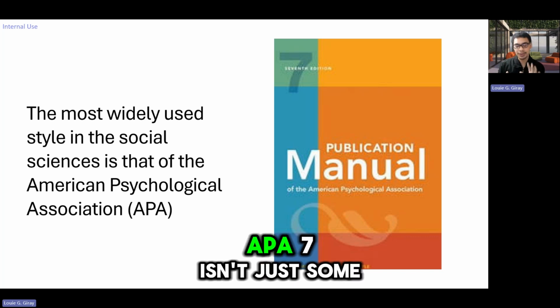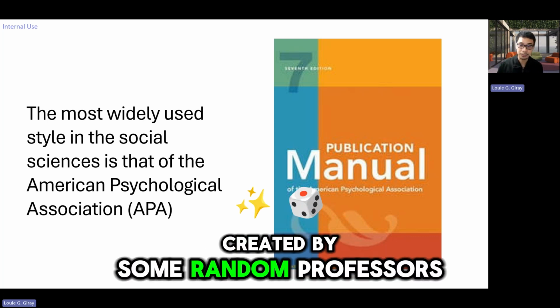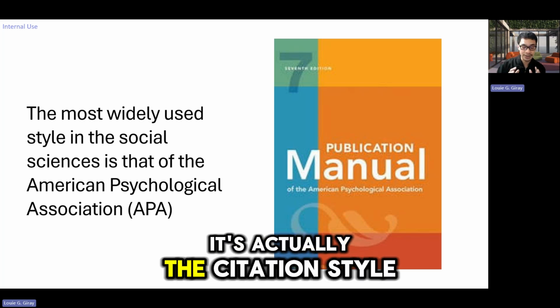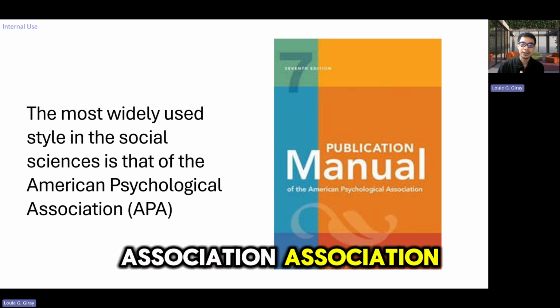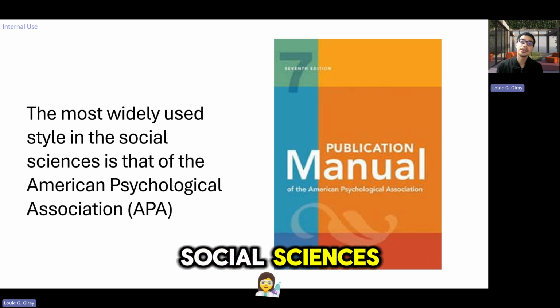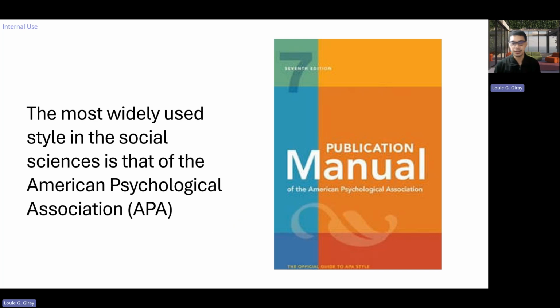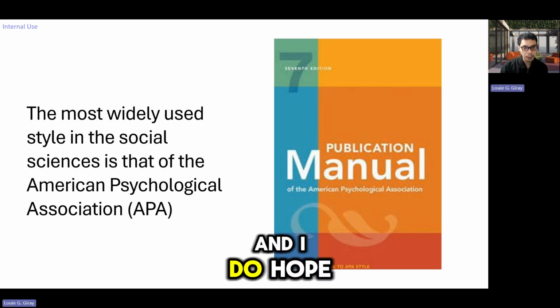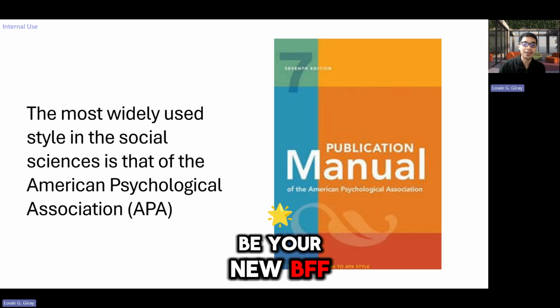In all honesty, APA 7 isn't just some random format created by some random professors. It's actually the citation style of the American Psychological Association. It's used in psychology, education, social sciences, and definitely most of your research papers, thesis, and dissertations. And I do hope that APA is going to be your new BFF.